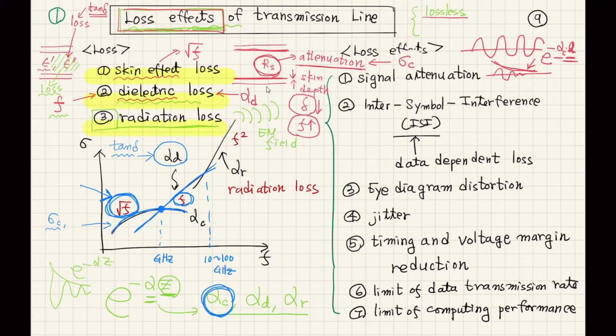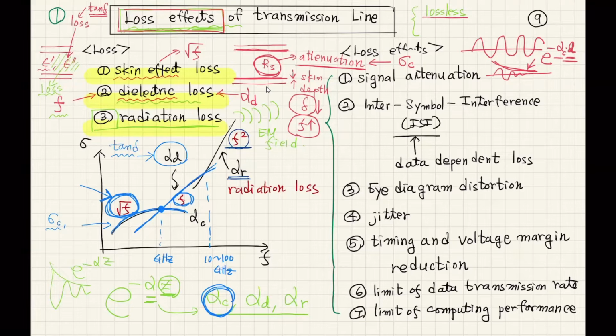If your frequency is becoming higher and higher, over 10 gigahertz or 100 gigahertz, radiation loss will be dominant. It depends on your antenna structures, but I would say this radiation loss is typically proportional to the square of the frequencies. So we have to fight against these three different losses.